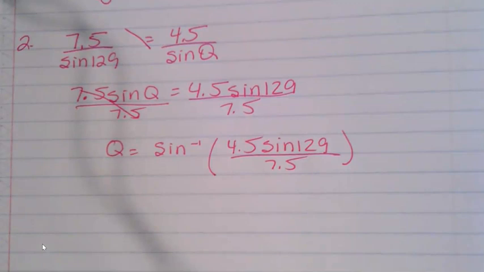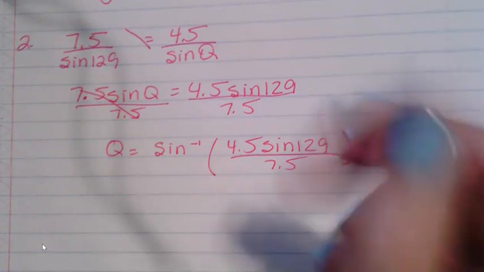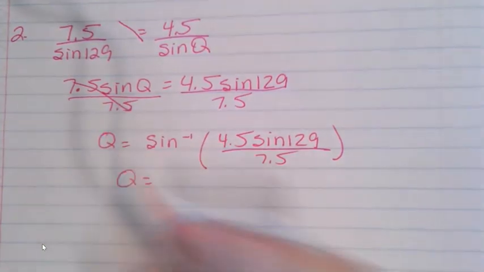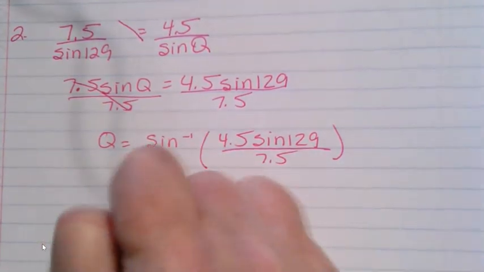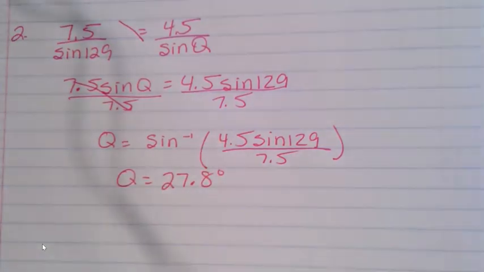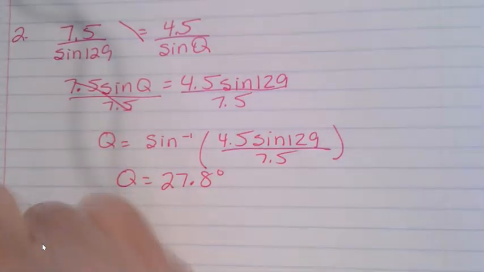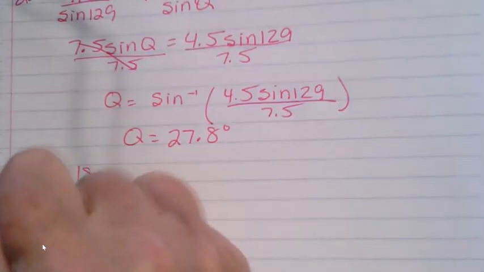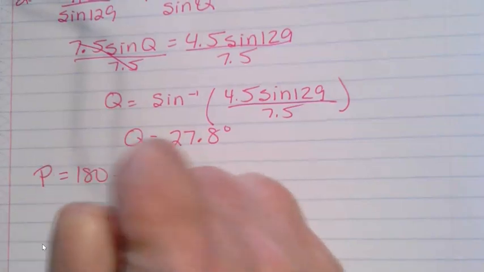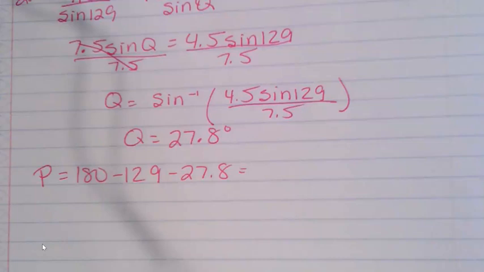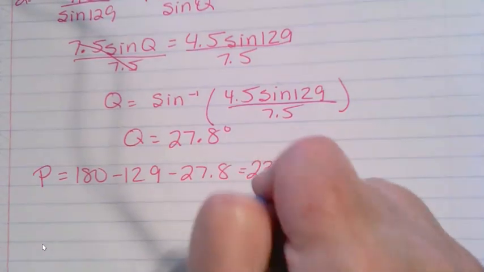So inverse sine of 4.5 sine of 129 over 7.5. Okay, so second, clear. 4.5 sine of 129 divided by 7.5, second sine, second enter. I got Q is 27.8 degrees. Now remember, I need P. So to find angle P, we're going to do 180 minus 129 minus 27.8. And I got 23.2 degrees.